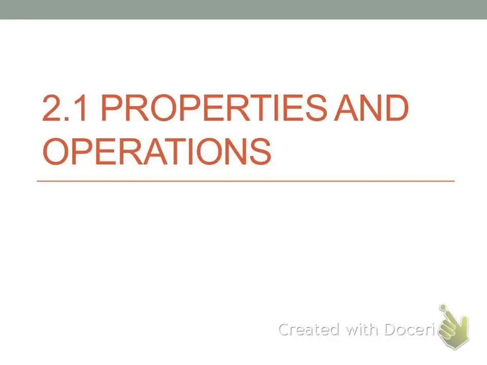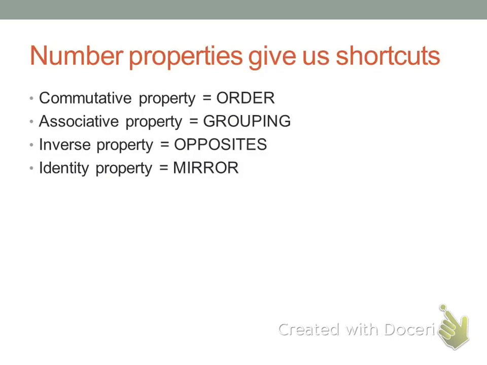All right, 2.1 properties and operations. We're in our books on page 63. Okay, so yesterday we talked about number properties and the fact that they give us what? They give us, what was that word? Shortcuts. They give us shortcuts.